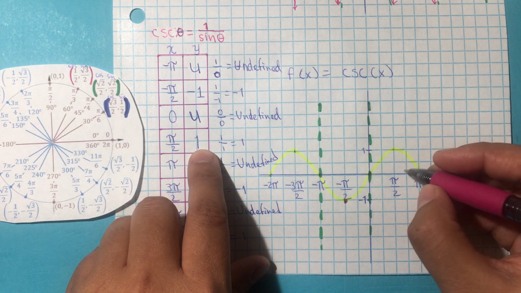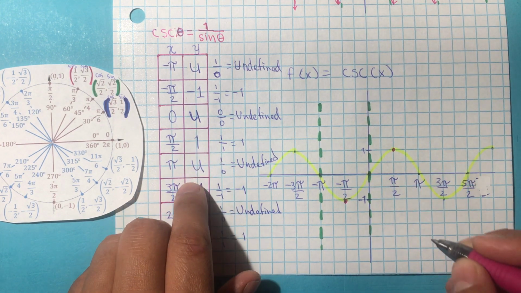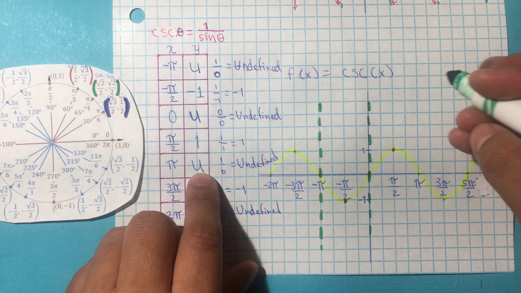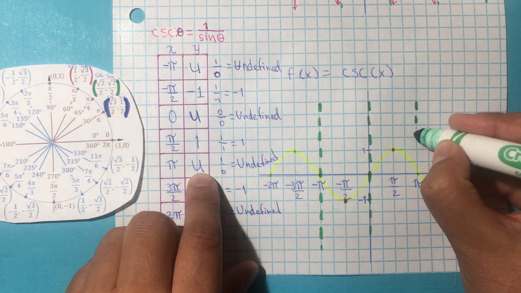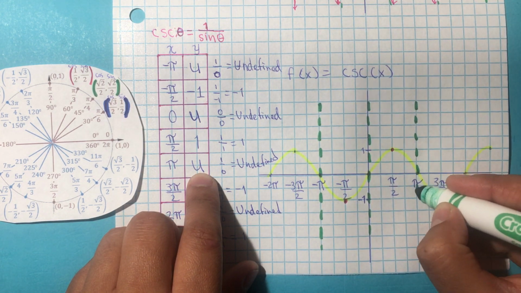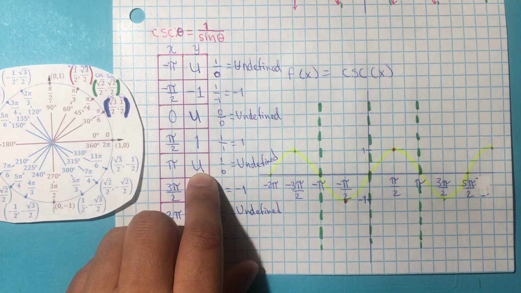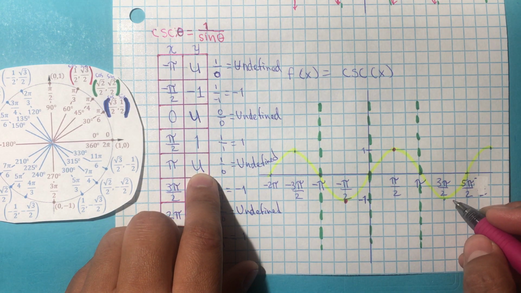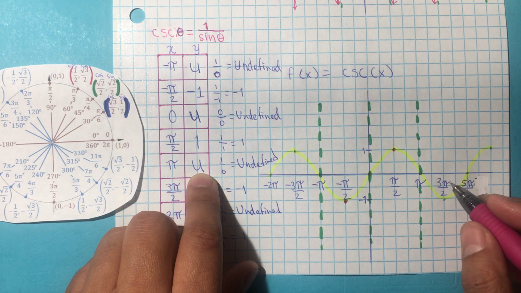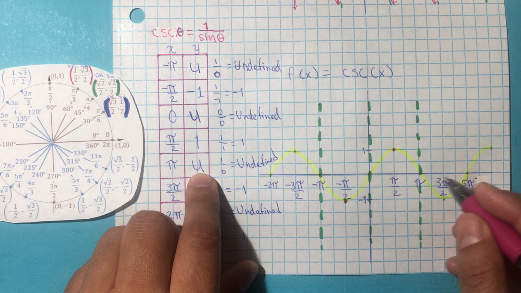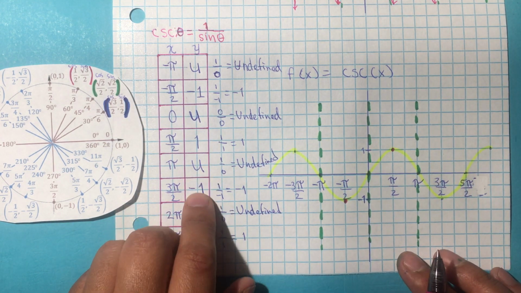Pi over 2 is 1, right here. Pi is undefined, so it's another asymptote. So you can guess that the graph is just going to touch the highest and lowest points, but then the asymptotes are going to be in here, every 4 squares that we have.